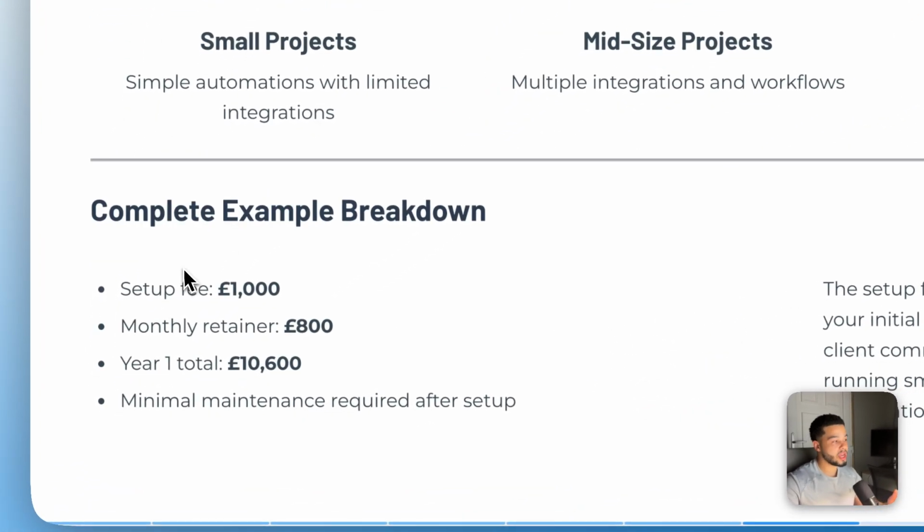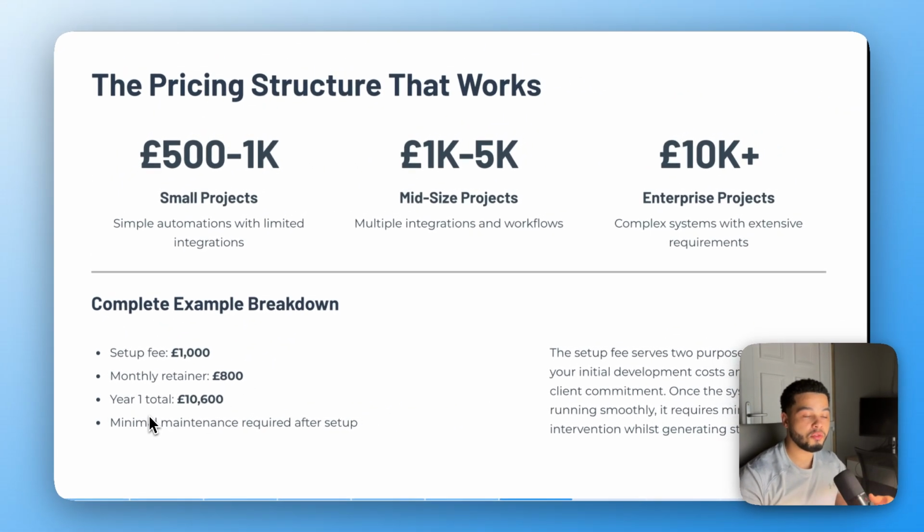Now, an example breakdown would be something like this, where you have a setup fee of 1,000, and then you tell the client that there's a monthly retainer of 800 per month, and this gives you at the end of year one a total of 10,600. Obviously, you're going to have to maintain that service for the customer, but because you're building this service or product over and over again, you become a lot better at ironing out all of the problems that can possibly come up, and it makes it minimal maintenance required for you after you set this up.